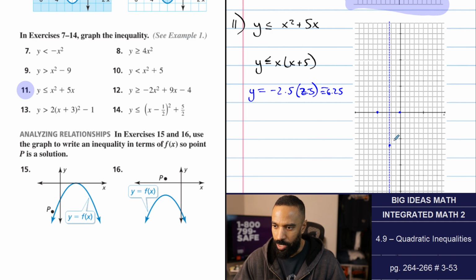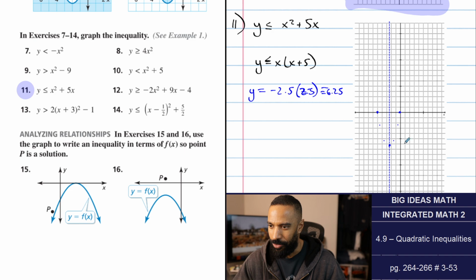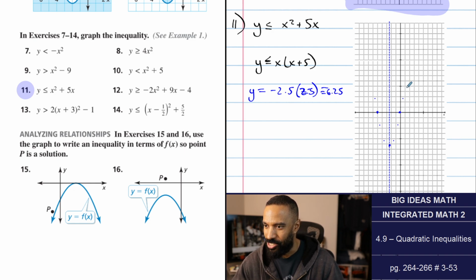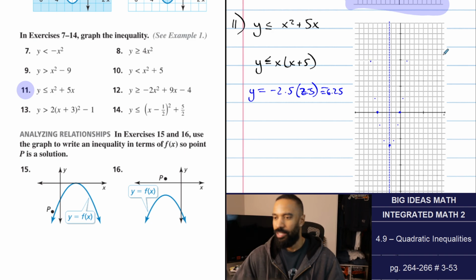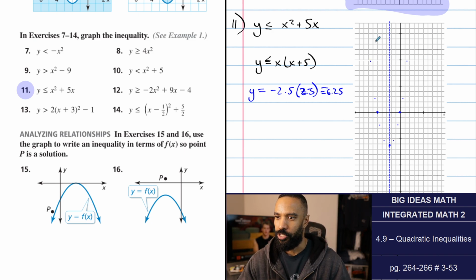And I'll go 1, 1, 2, 4, 3, 9. Oh, I'm not going to do this very well. Hold on. I think it's right here. 4, 16. 10, 11, 12, 13. I don't think I can fit 25, so I'm just going to do that.